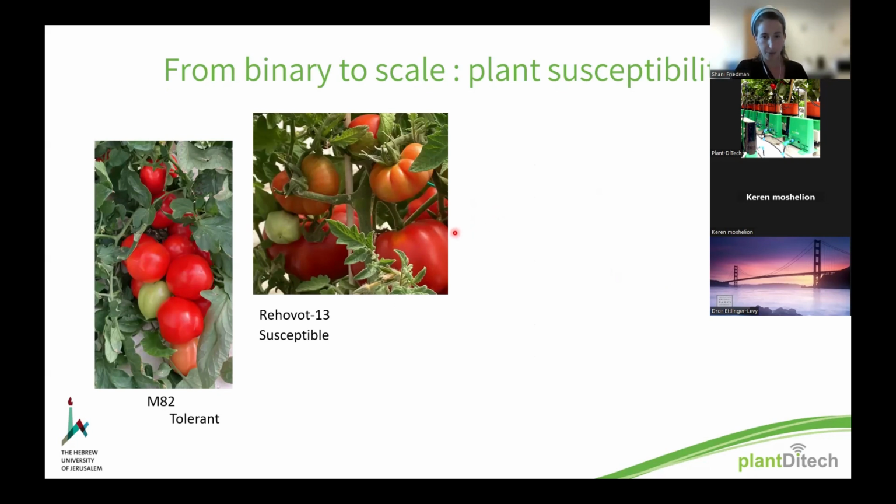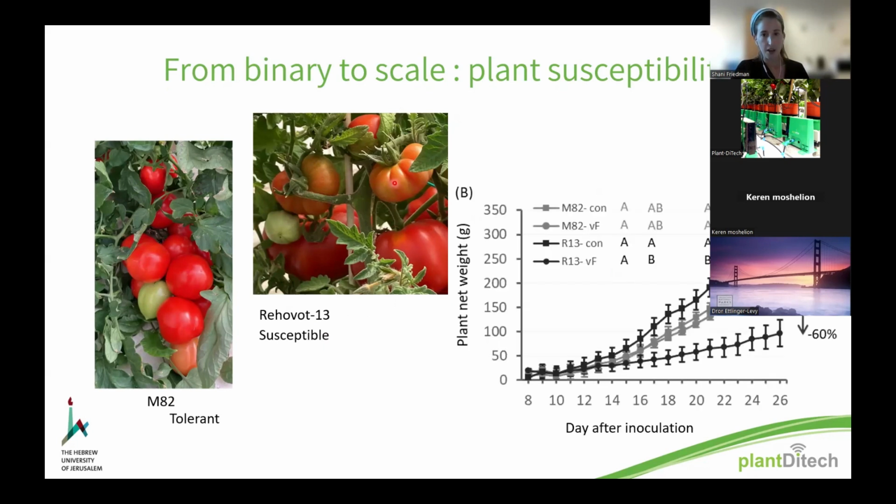Let's give an example. This is an industrial cultivar, M82, that is tolerant to Fusarium. And this is R13, which is susceptible to the pathogen. Following the plant weight after the inoculation, we could see the differences between the cultivars. You could see the trend starting very early on, but we would look at this stage.